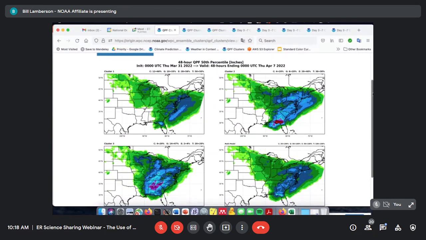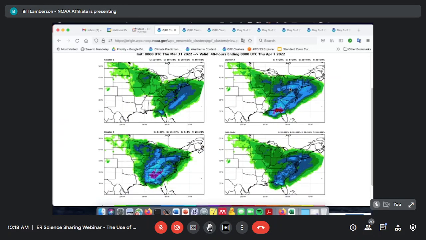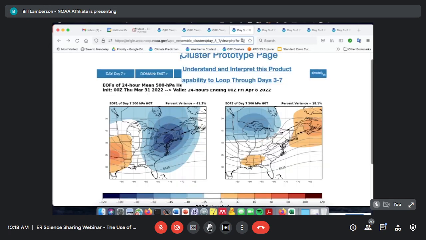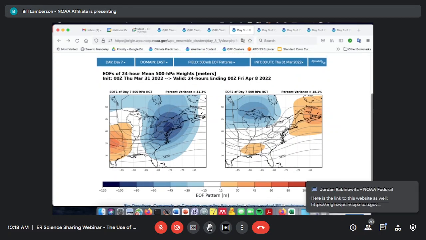Okay, hearing none. So that's basically the new QPF clustering website. And then I'll just quickly look at the day 3 to 7 clusters just in case anyone on this call was not familiar with them. So here's our day 3 to 7 cluster prototype page. It's basically the same methodology that we use for the QPF clusters, except we are applying it to the 500 millibar height forecast over that particular day.